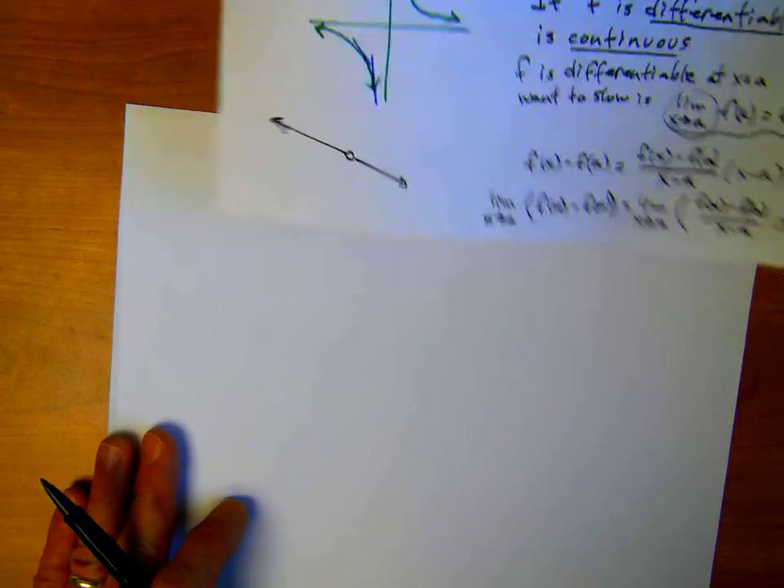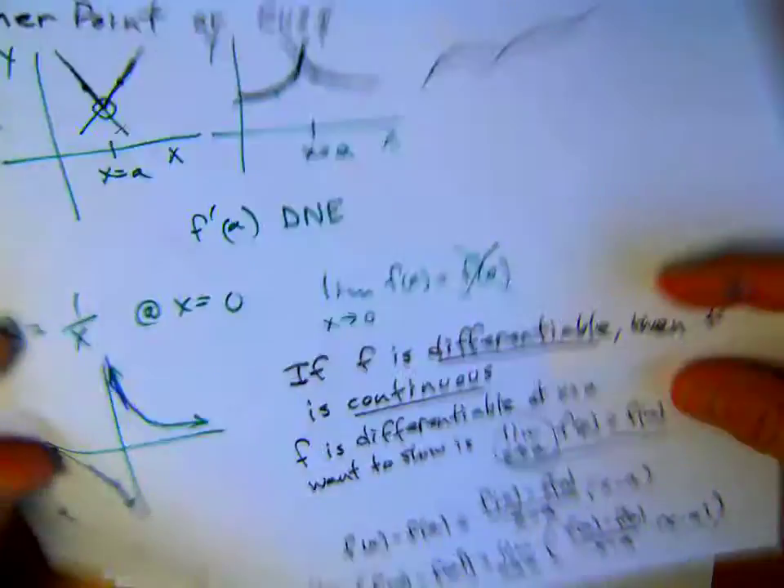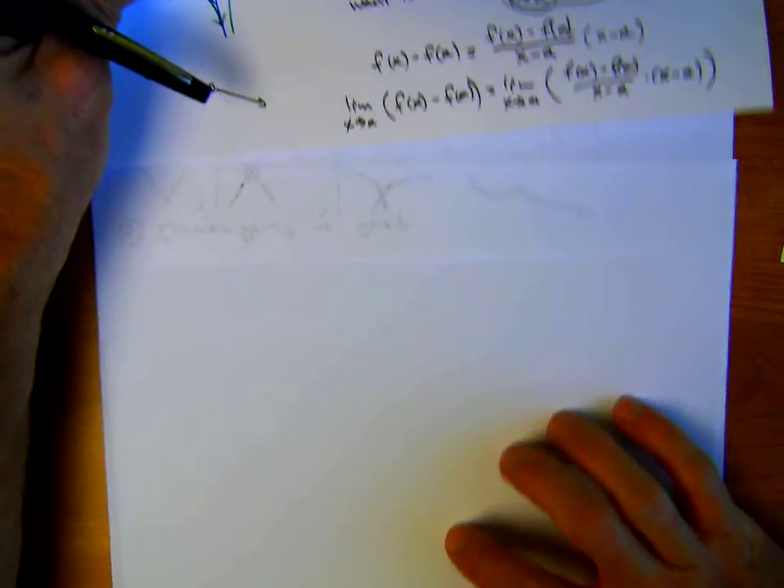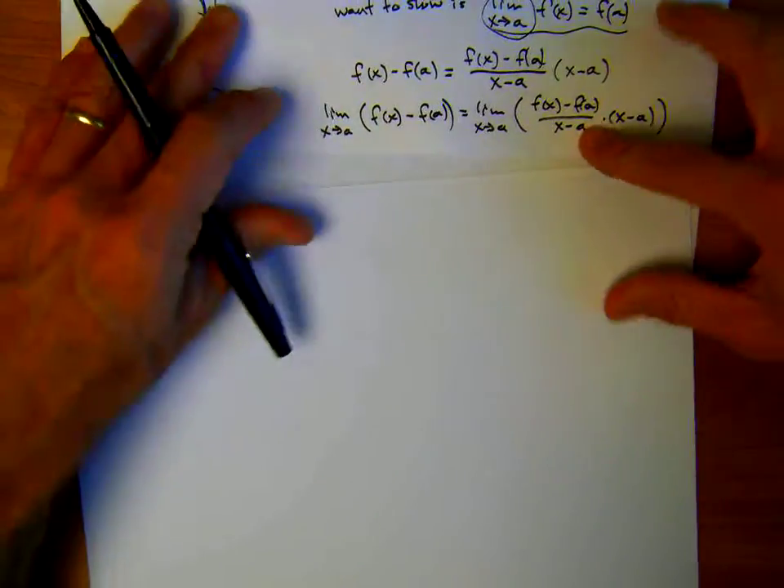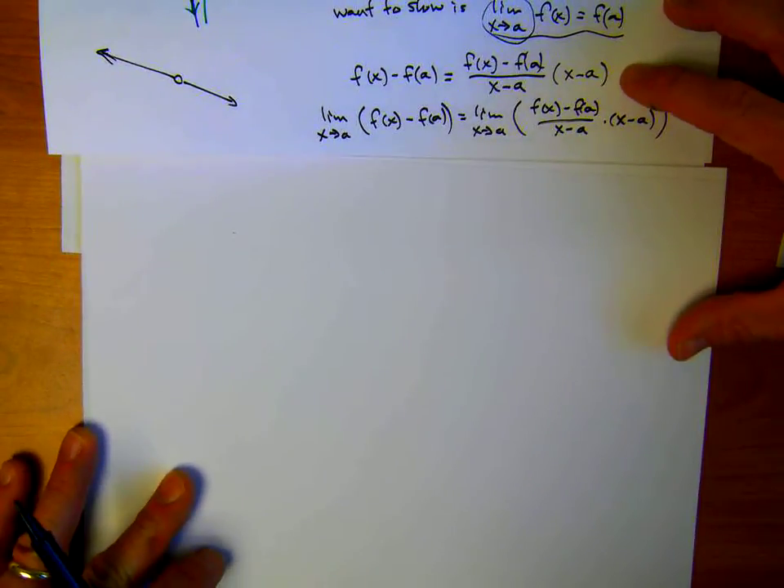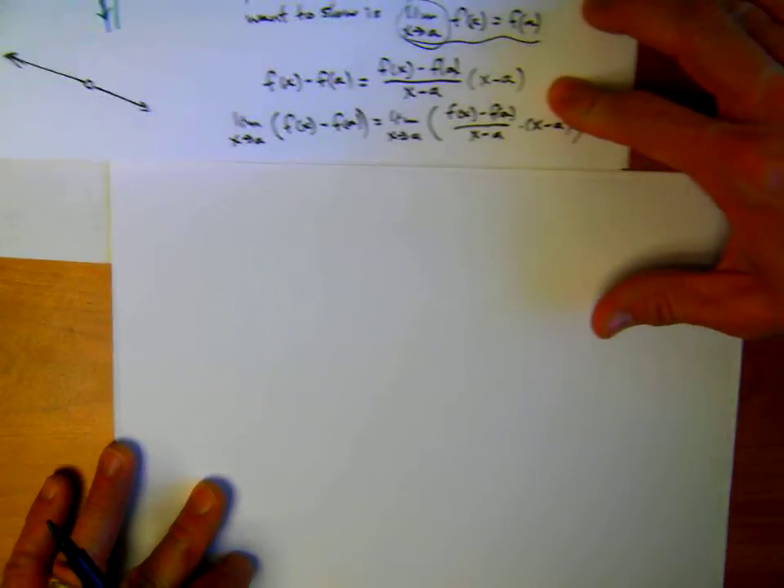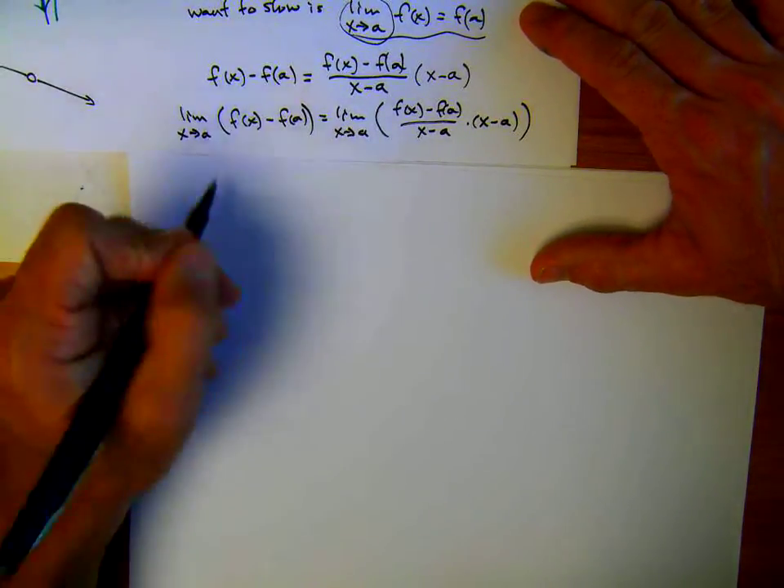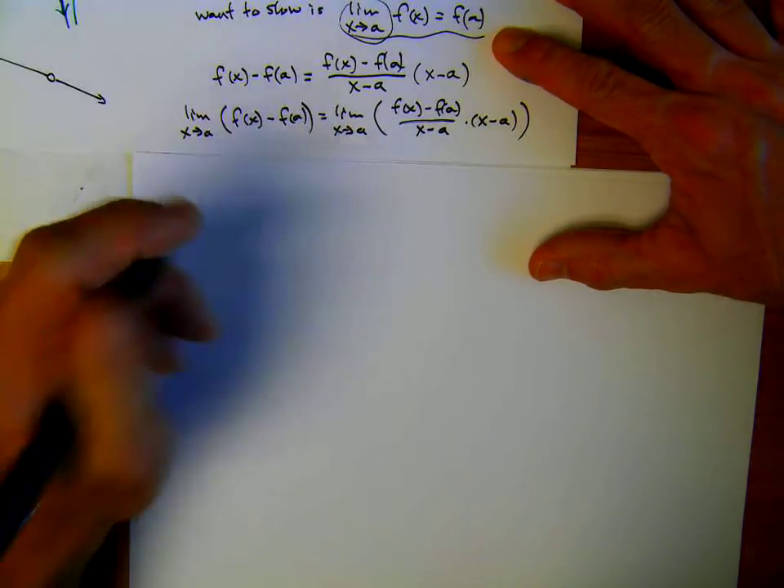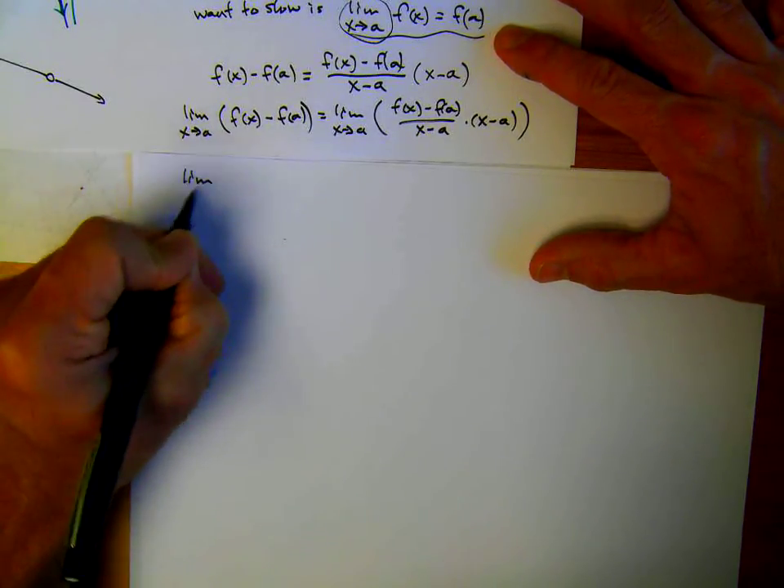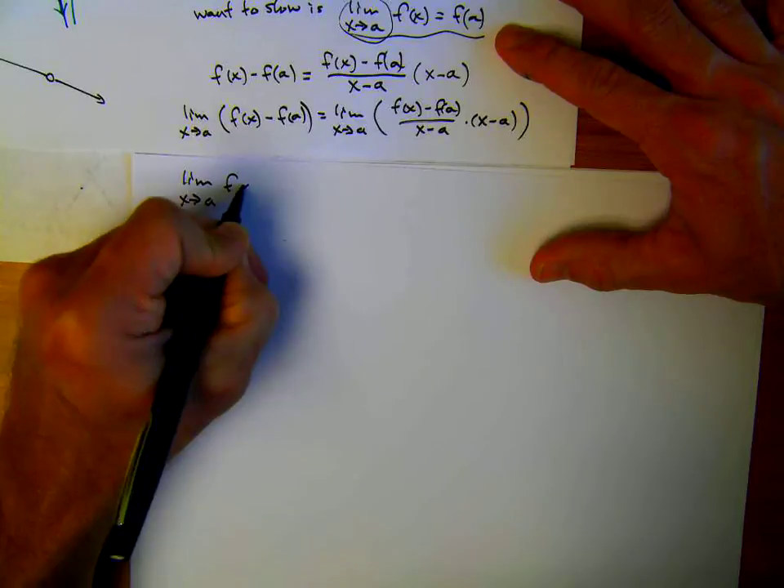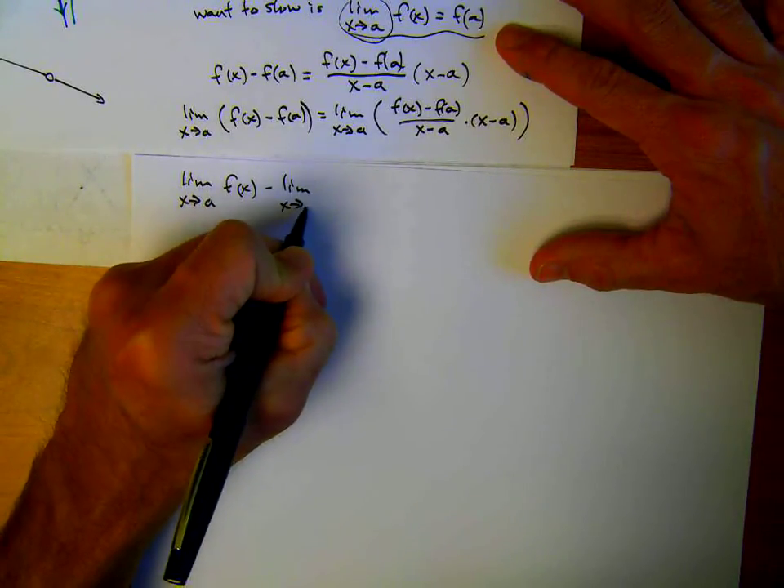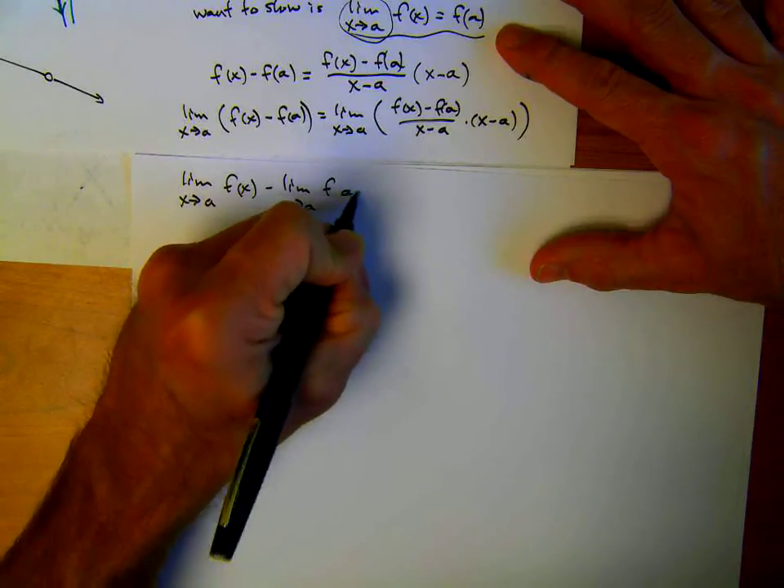So this up here, just fold it over to see where we're at. Okay, this is where we were, so let's pick it up from there. Actually, I'll move it over this way. So now I have the limit as x approaches a of f of x minus the limit as x approaches a of f of a.